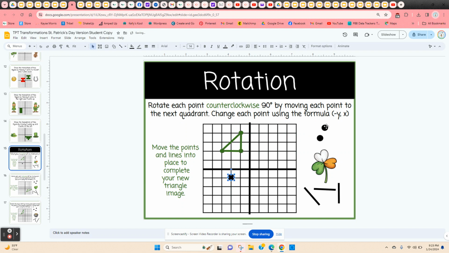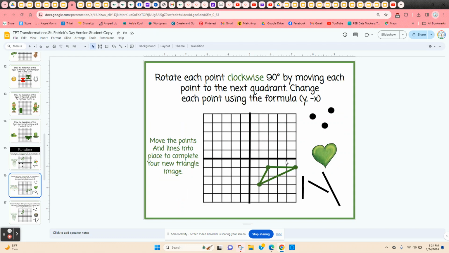And they just click and hold on these points and then they can move them into place. (-1, 4) is now going to be (-4, -1). And a (-3, 2) will now be (-2, -3). And then they've got these movable lines so they can move those to complete their triangle. The next one, they're going to be moving this one clockwise, 90 degrees. Well, that will also put it in quadrant 3, and this time using this formula.